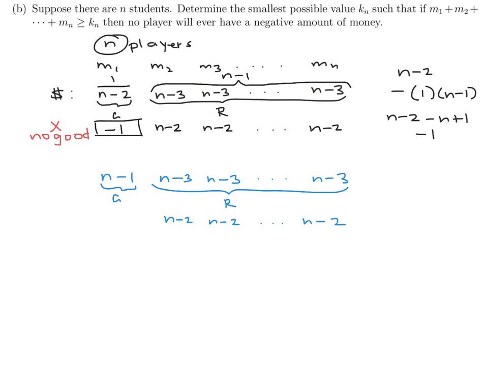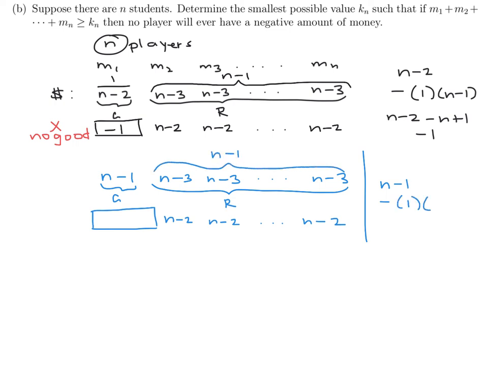Now we have to figure out what goes here. What did he end up with? Okay, well, we'll do it on the side. He started with n minus 1, and then he had to give $1 to each of those players, and there's n minus 1 of them. So, let's see. This is n minus 1 minus n plus 1, so 0. So he ends up with 0. Okay, that fits because it's not negative. So that works. It won't work if it's negative.